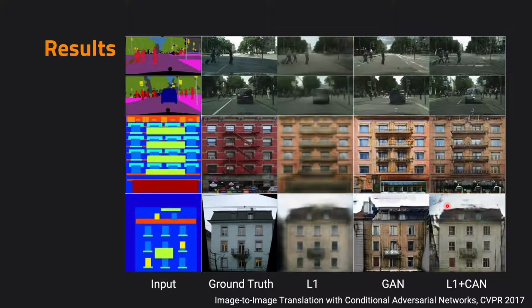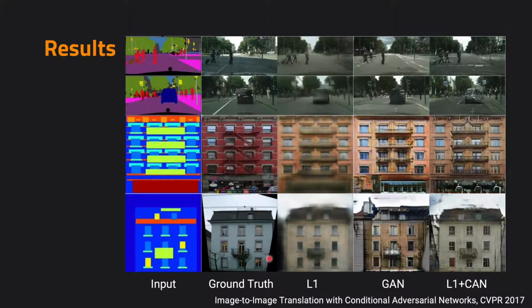And it turns out that this conditional adversarial network is very effective. Those are some results based on different inputs. This is the segmentation map for outdoor scene driving data, and here is the segmentation for building facade.